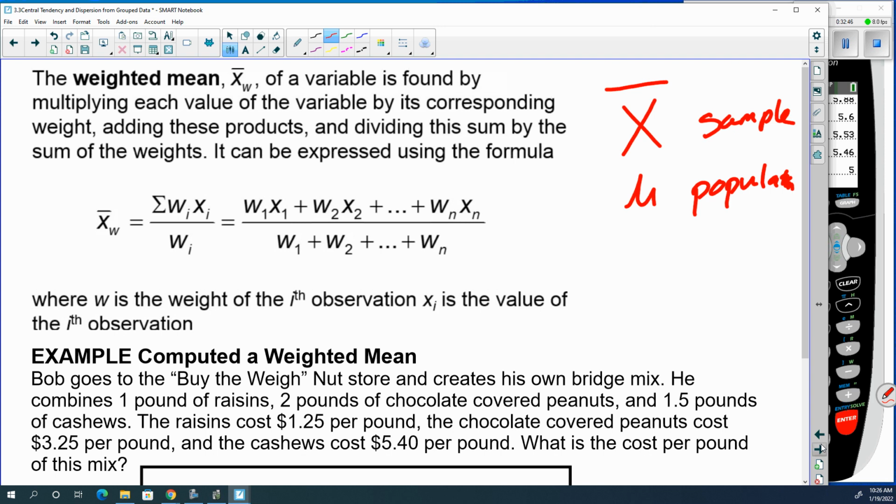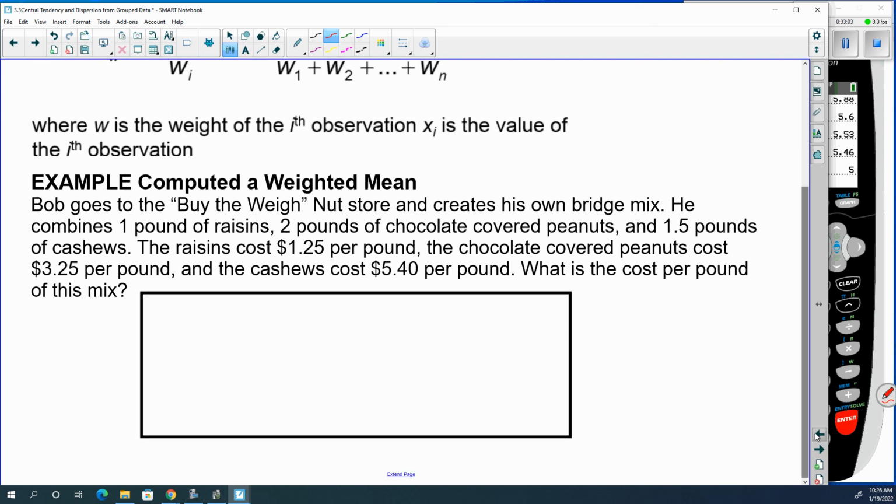But this is our formula, where the weight is the weight of the ith observation. So that's like the weight of the first item in the list, and then the second item, and the third item. This isn't talking about the weight where you stand on a scale and get the weight, but how much value something's taking.